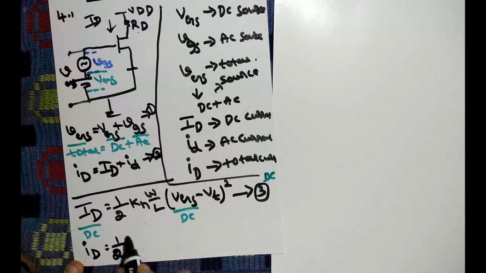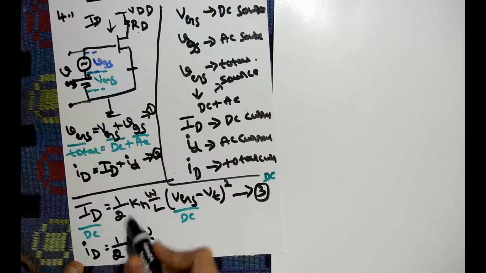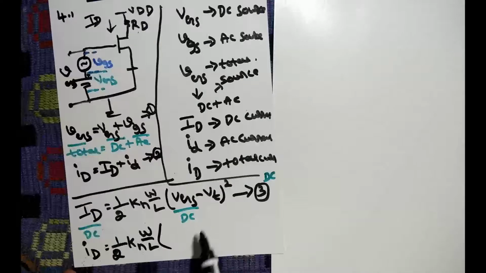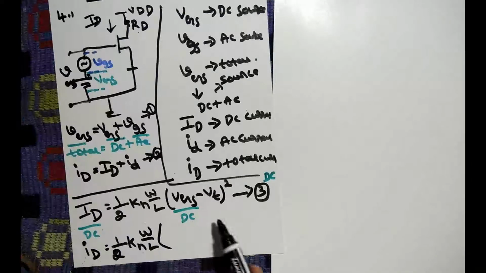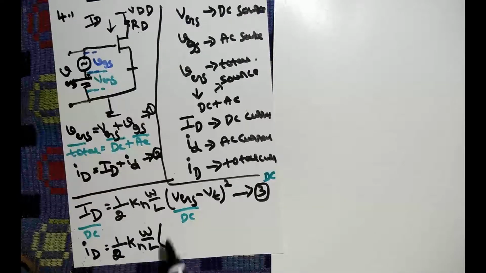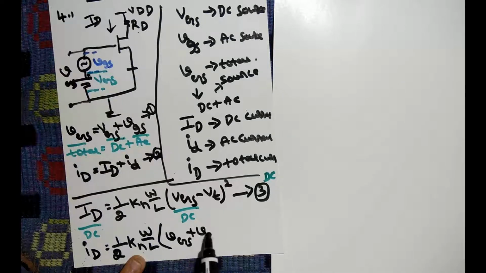You can write K also. 1 divided by 2 Kn W by L, this is as usual nothing but K. And instead of the VGS here, I have to take the total. So how do we represent the total? It is DC plus AC from equation 1. So using equation 1, we can say small v_GS equals capital V_GS plus small v_gs. Yes or no? This is the total.